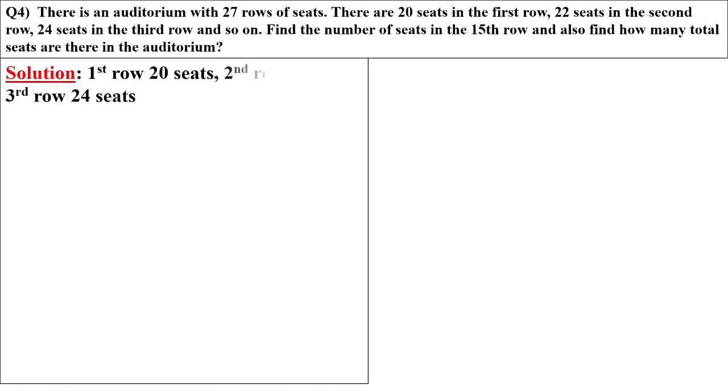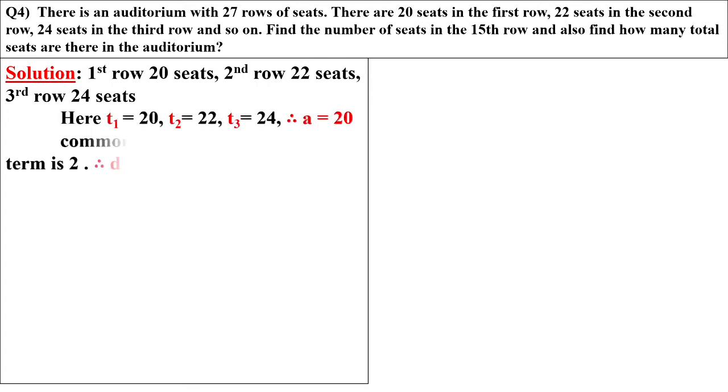So the solution is, first of all we will write: first row we have 20 seats, second row we have 22, third row we have 24 seats. So T1 is 20, T2 is 22, T3 is 24, and T1 is our a, that is 20. Now the common difference, as we know, is T2 minus T1. So 22 minus 20 we get 2. So our difference d is 2.